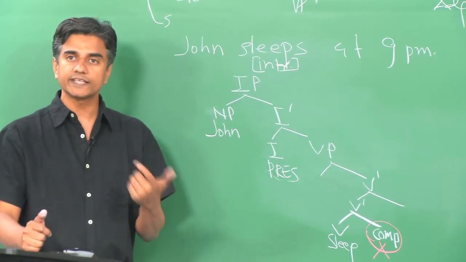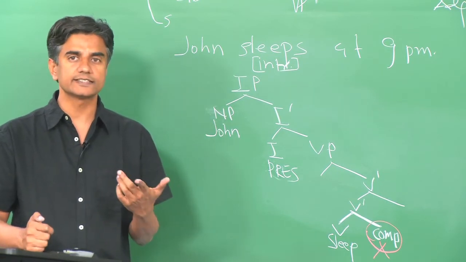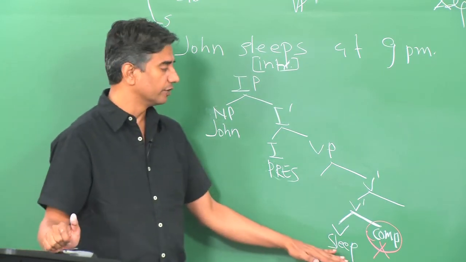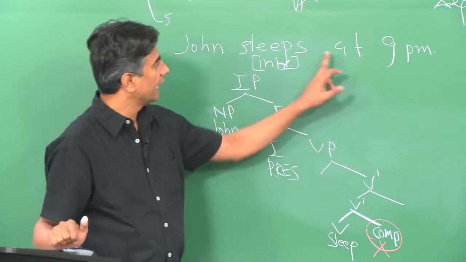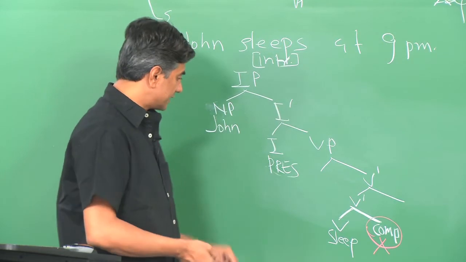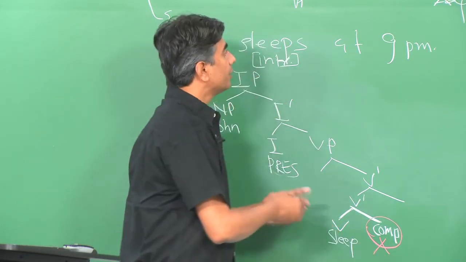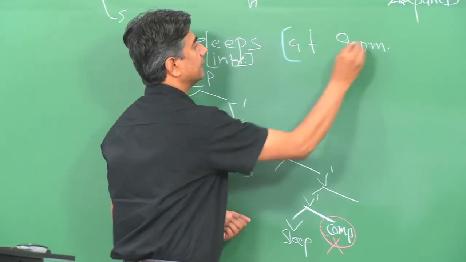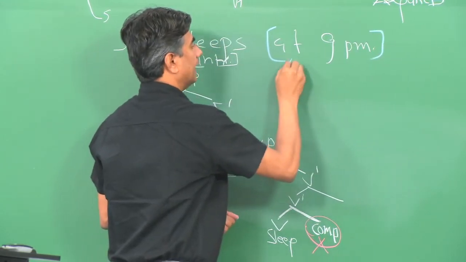Now we have something in the sentence which tells us some information about the verb sleeping, which is at 9 p.m. Now this part of the sentence is an adjunct.